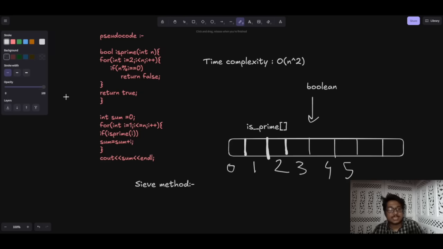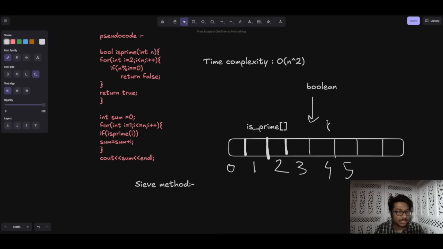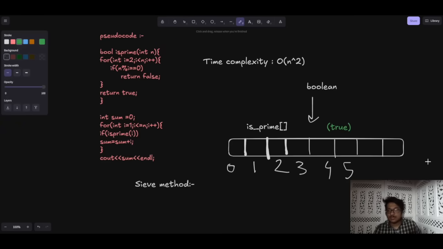So the idea is, at the beginning, you will have to initialize this array with true for all the places. So everything is initialized with true. This is all filled with true: T, T, T, T, T, T, T at the beginning. Okay, 0, 1, 2, 3, 4, 5, 6, and 7.